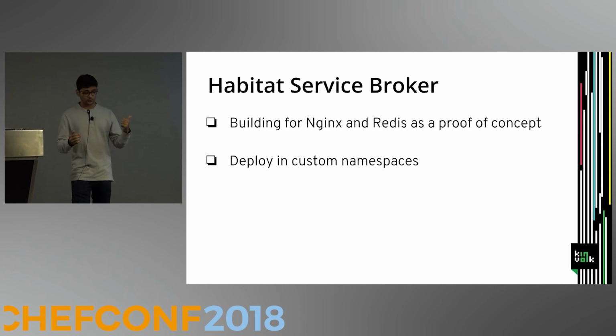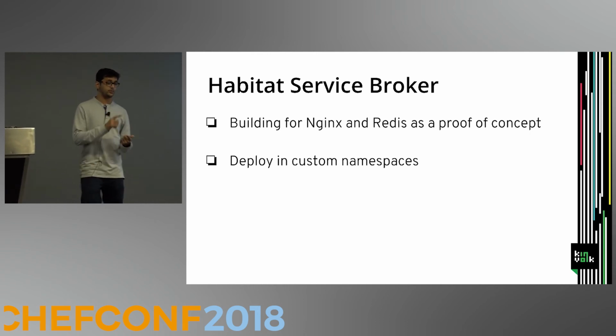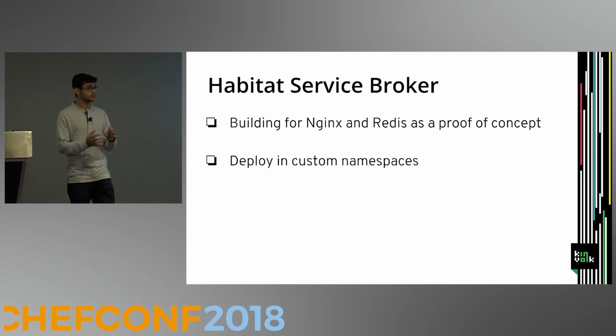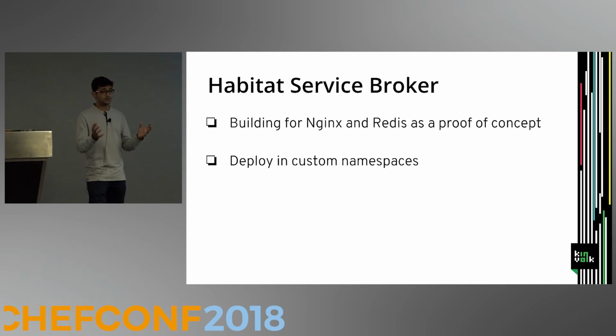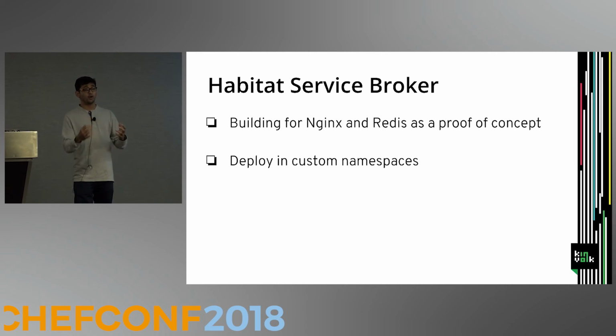What the service broker right now can do is deploy Nginx and Redis as a proof of concept, and it can deploy them in custom namespaces. So now you're talking to the service broker, which is deployed, and it can talk to multiple clouds. Behind the scenes, it uses the Habitat operator to manage your Habitat artifacts and deploy them as and when they're needed.